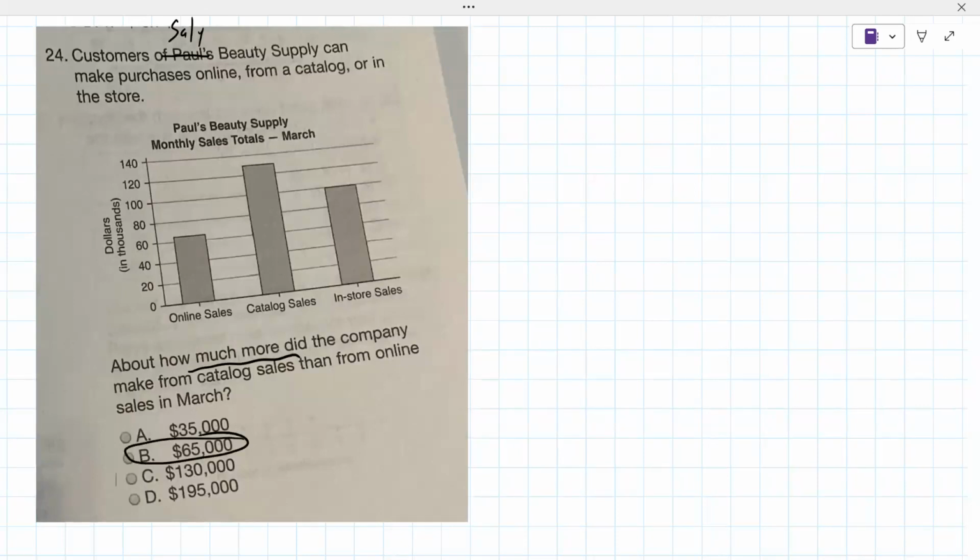So again, not all questions are created equal. This one is just look at the graph, do some subtraction. They call it low hanging fruit, right? It's easier to pick things that are right there in front of you. Do problems like this, and don't get overwhelmed at first glance. You may find they're much easier than they appear. All right. Ready to move on to 25?